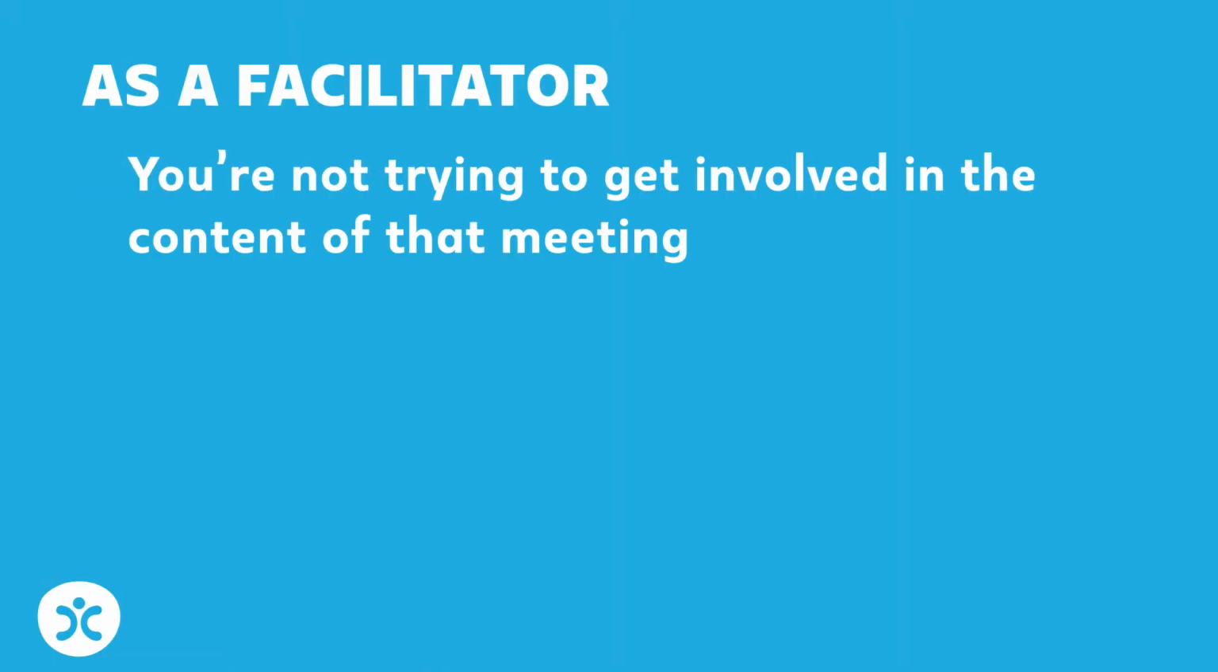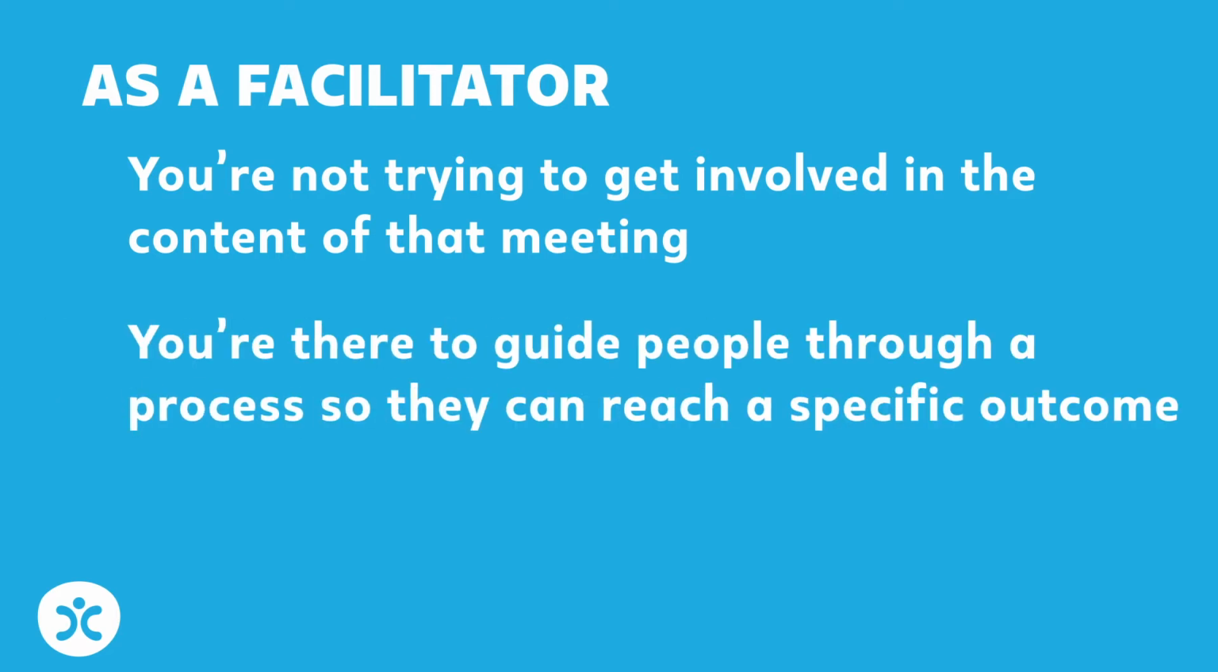As a facilitator, or when you're facilitating a meeting or a group, you're not trying to get involved in the content of that meeting, the content of what you're discussing, or the content of the problem. You're there to help guide people through that process so that they can come to an agreement or reach a specific outcome. That's the role of a facilitator. Now, when you put this in the context of a meeting, what are your outcomes? What are you trying to achieve? And hopefully you set that in how you refined your purpose. What does that outcome look like?